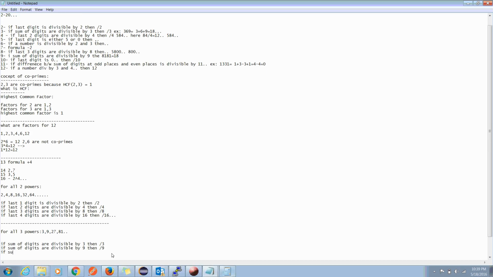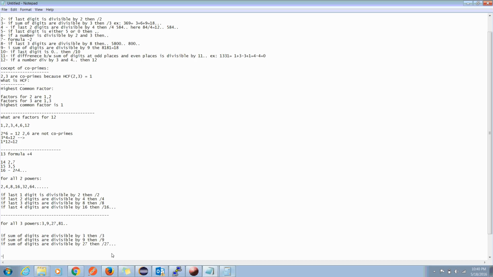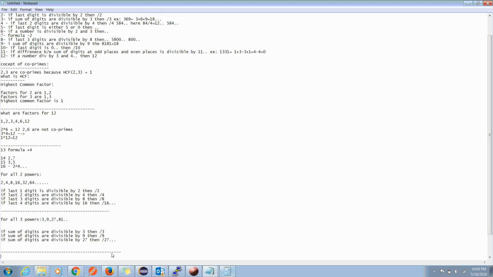If the sum of digits is divisible by 27, then that number is divisible by 27. It goes on for all 3 powers. So now I will explain. We are done till 16.